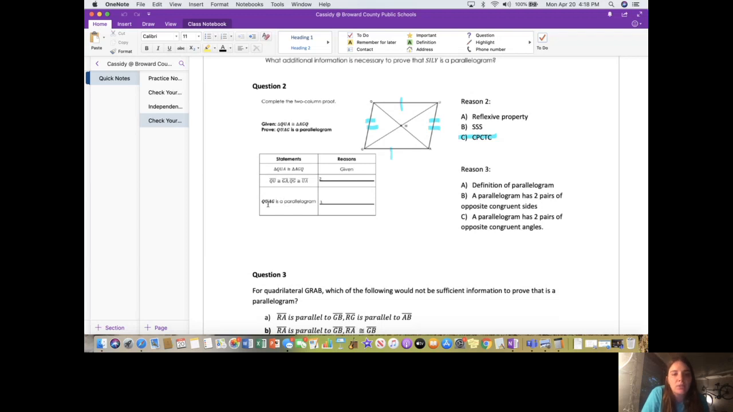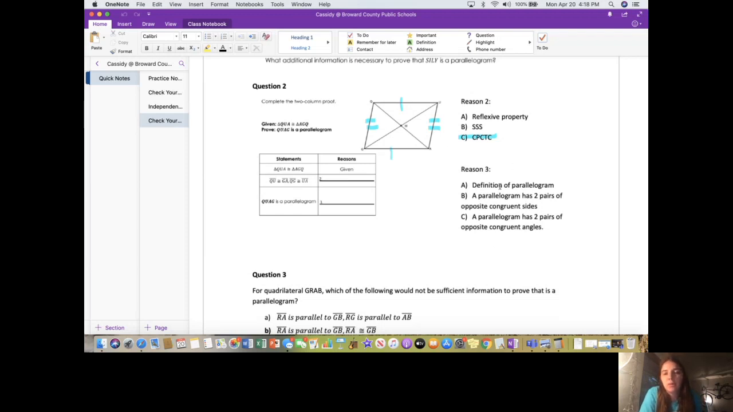All right, reason number 2. So why do we know that QUAG is a parallelogram just based off of that information? What did we just say? We said that the opposite sides were congruent, right? So let's look at this.